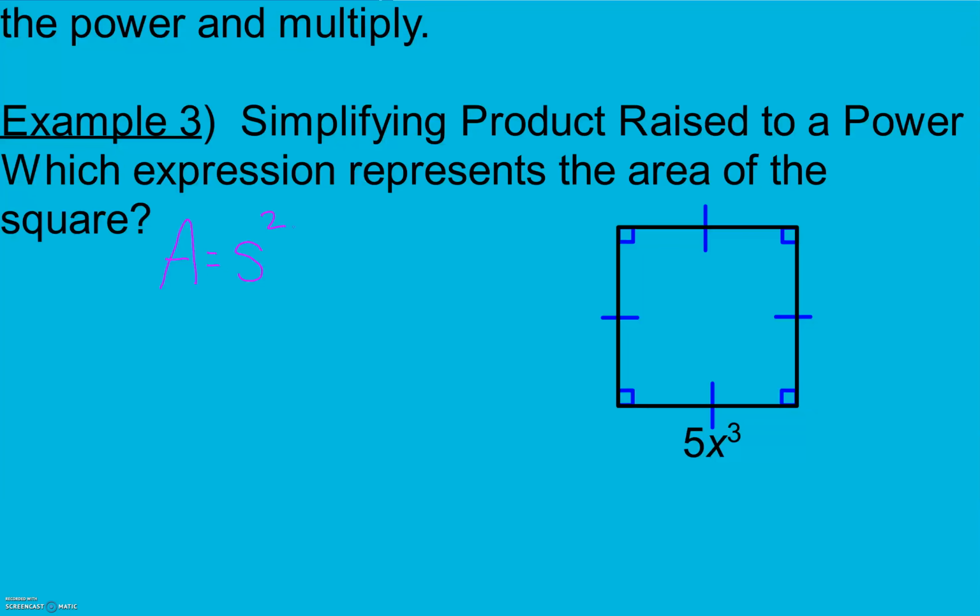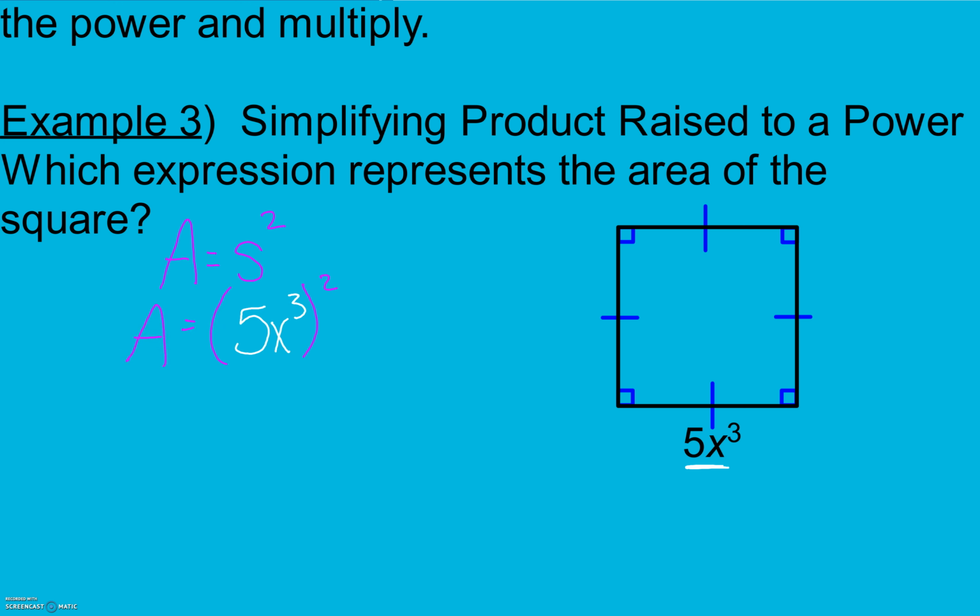We can use length times width as well because a square is a rectangle, but I'm going to use side squared just so we can have practice with that property. Now, my side length is 5x cubed, so I'm going to plug that in for s, and I'm going to keep the rest of my problem exactly as it's written. When I substitute that in, I put it in parentheses.